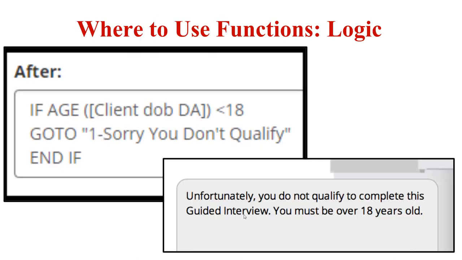Where can you use functions? They're most commonly used in logic. So this is an example of the age function, which we'll talk about a little bit later. But this is saying if the client's birth date converted to a number, age, is less than 18, take them to a question that says, unfortunately, you don't qualify to complete this A2J guided interview. You must be over 18 years of age. So functions are ways for you to manipulate the data the end user has given you in ways that allow you to branch them appropriately or to make the process easier for your end users.